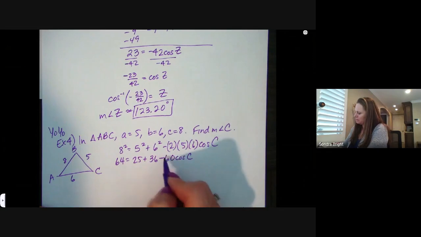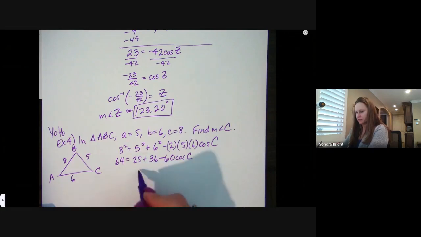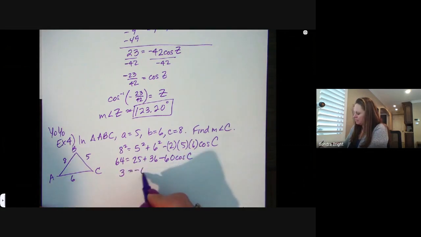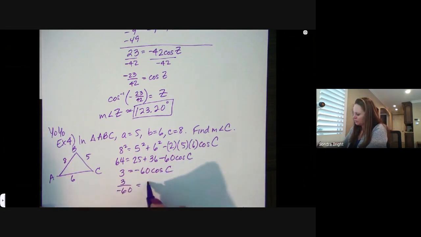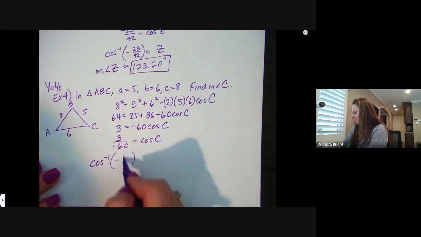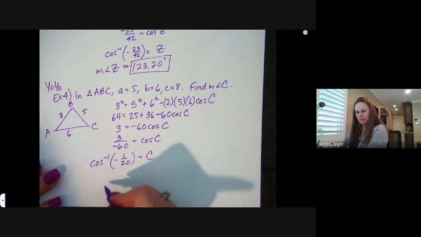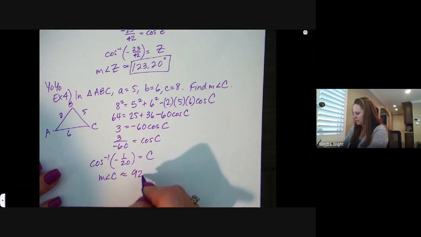Subtracting that, that's what? 61. Right, so when you subtract 61, you'll get 3 is equal to negative 60 times cosine of C. Dividing by negative 60 and taking the inverse cosine of that, which does simplify, that's negative 1 over 20. And then you should have gotten that the measure of angle C rounded to 2 decimal places is 92.87 degrees. All right.